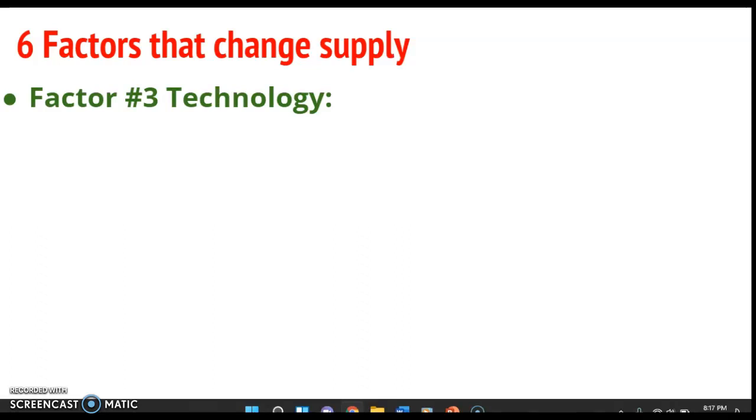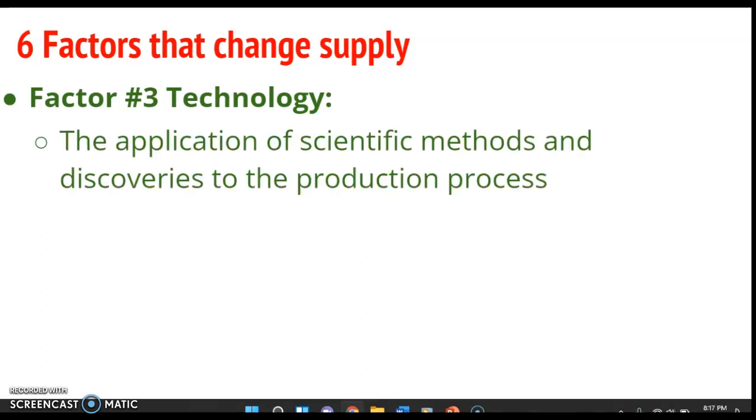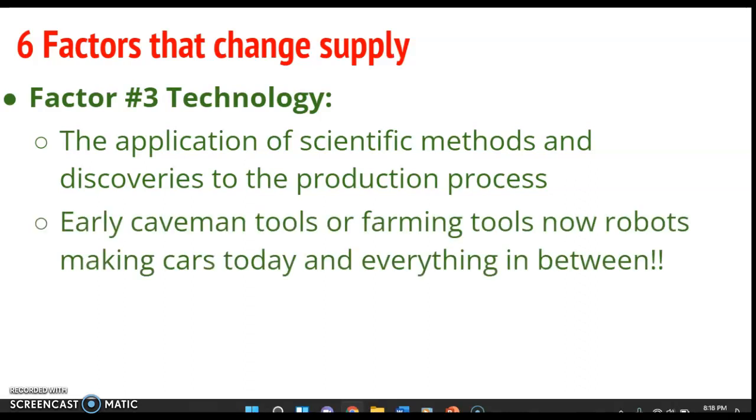It's easier to get research done, okay? Well, technology in a business is absolutely no different, okay? The technology is allowing us to apply scientific methods and discoveries into the production process so that we know which works better, okay? Early cavemen used their tools and or farming tools. Now we're using robots to help make cars, phones, computers, really everything. We are using some type of robot.